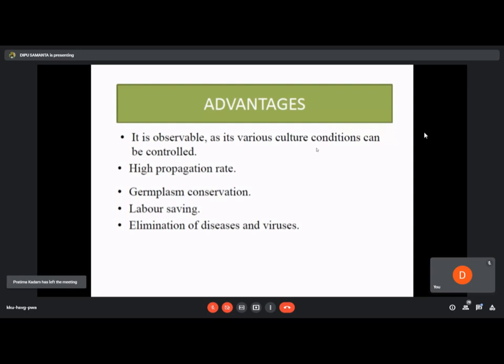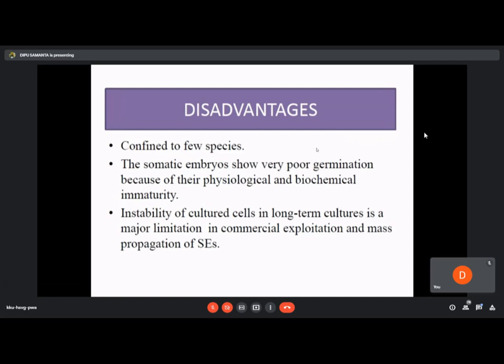Now here are also two or three disadvantages. Somatic embryogenesis is confined to a few species, and the somatic embryos sometimes may show very poor germination because of their physiological and biochemical immaturity. That's why I have mentioned that the concentration and combination of plant growth regulators is very important for somatic embryogenesis. Instability of culture cells in long-term cultures is a major limitation in commercial exploitation and mass propagation of somatic embryogenesis. That's why we subculture the callus at a 28-day interval.